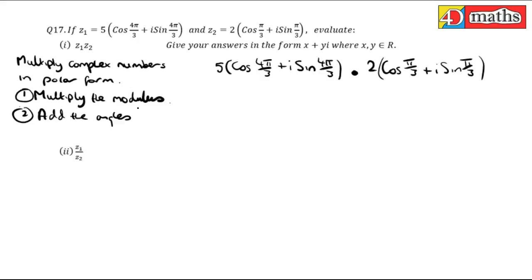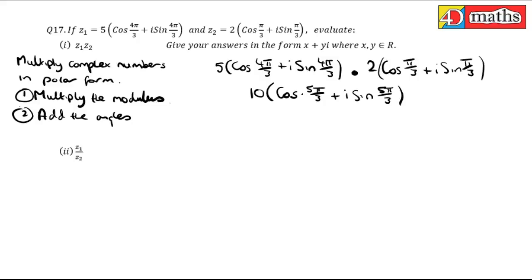We multiply the modulus, so it's 5 by 2 is 10, and add the angle. So 4π/3 plus π/3 is 5π/3. Plus i sin 5π/3.